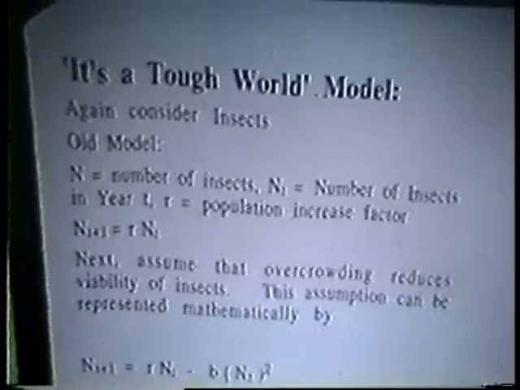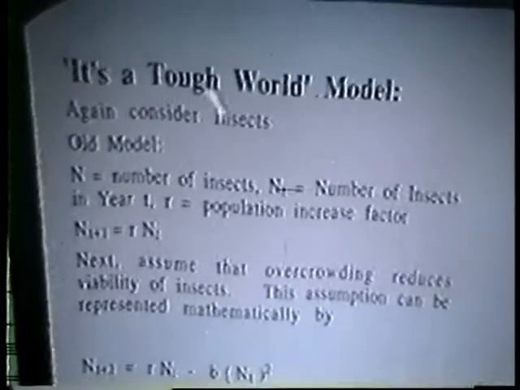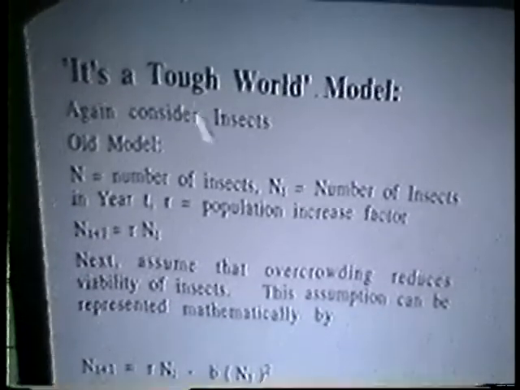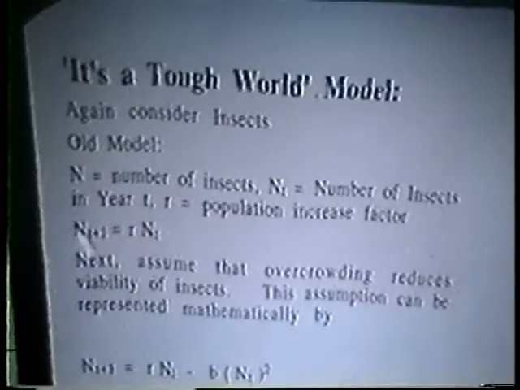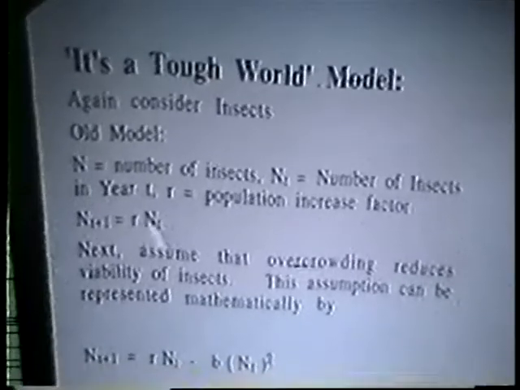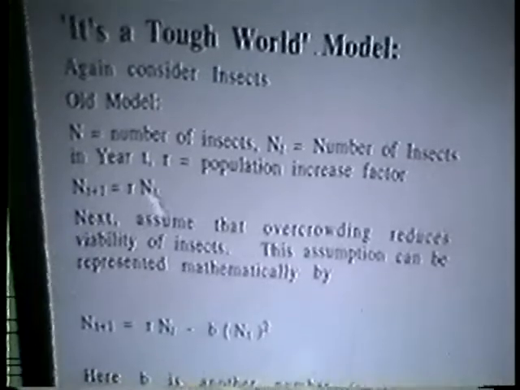Okay, here we go from trivia to the more interesting stuff, because I'm now going to construct a mathematical model, in principle very much like the compound interest models that we all saw in high school, but now with interesting properties. That's the name of the model. Let's again think about insects. Our old model, we had the number next year is R times the number in the preceding year.